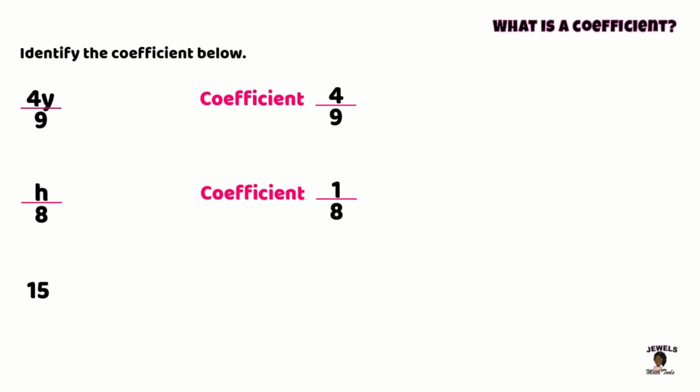And what about this last one? And if you guessed none, you are absolutely correct. Remember that 15 is not being multiplied to a variable or it's not written with a variable, which means that in this case, we have no coefficient because 15 is just simply our constant.